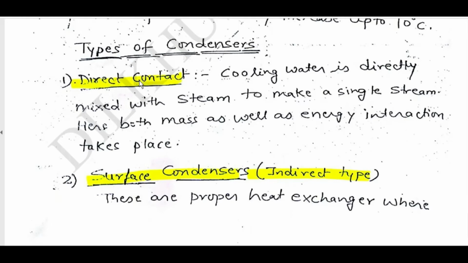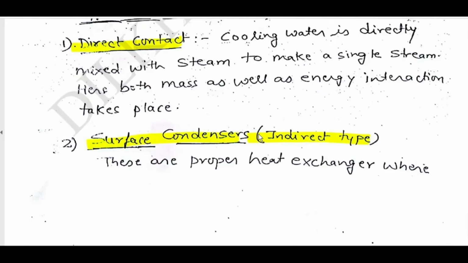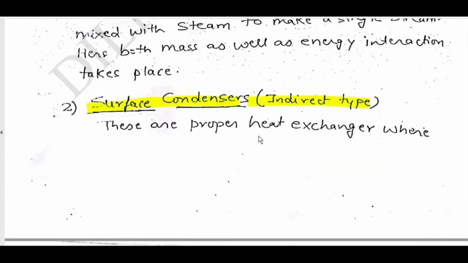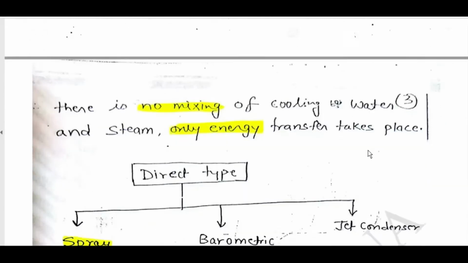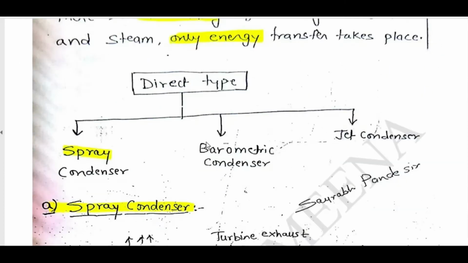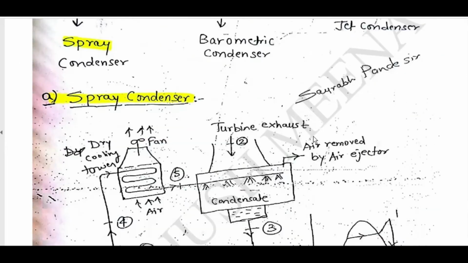Types of condensers: direct contact, cooling water is directly mixed with steam to make a single stream. Here both mass as well as energy interaction takes place. Surface condensers, indirect type. These are proper heat exchangers where there is no mixing of cooling water and steam, only energy transfer takes place. Direct type: spray condenser, barometric condenser, jet condenser.